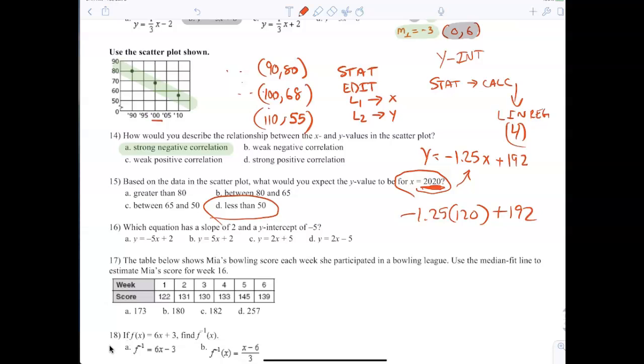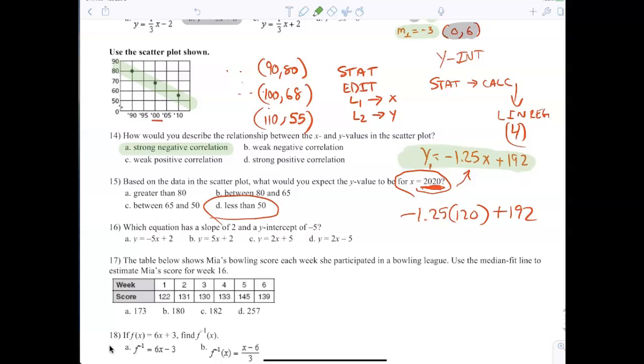Where on my calculator? You can go to the table. It'll tell you what the Y value is. So look, this equation is under Y1. You would type that under Y1, and then you go to your table and look at 120, and that will tell you what the answer is.